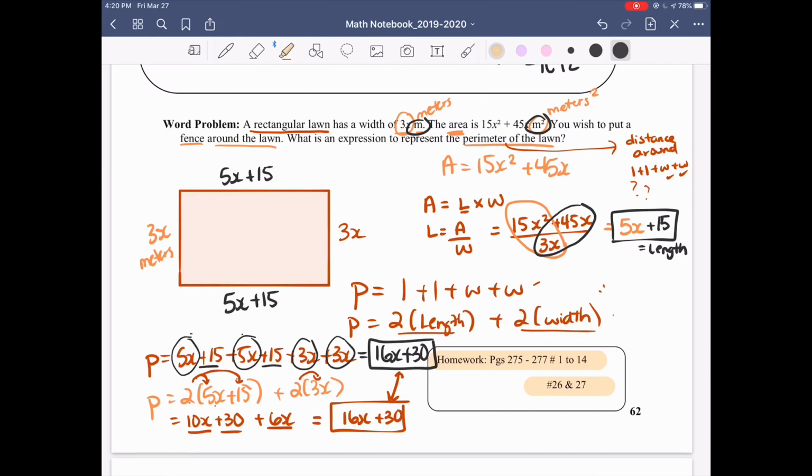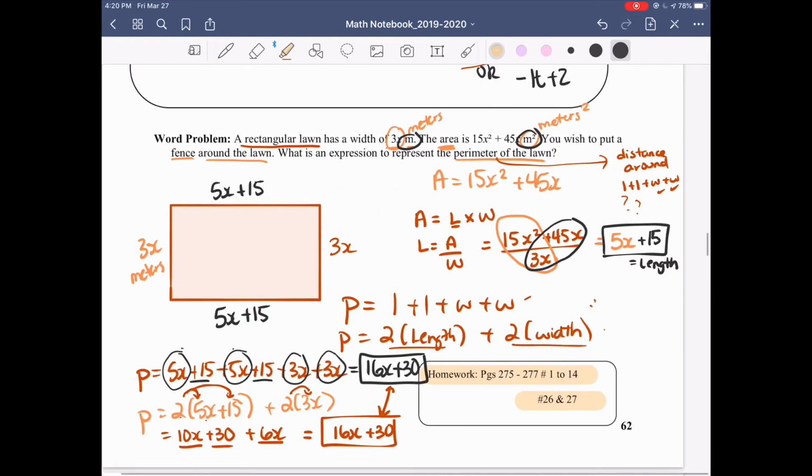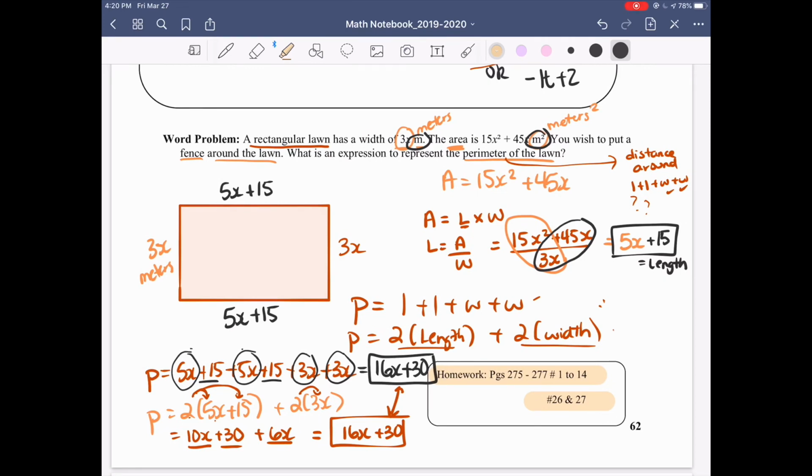So section 7.3 wraps up chapter 7 for us. We are done our chapter, and that's it. So multiplying and dividing polynomials, monomials, that is all of chapter 7.